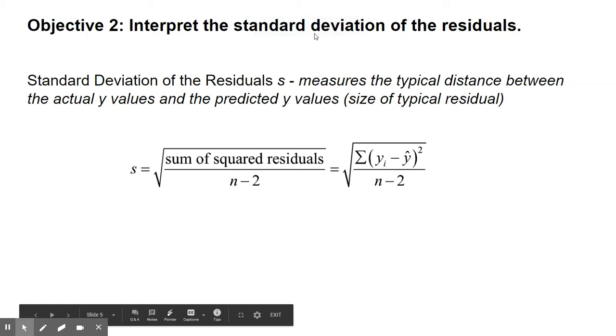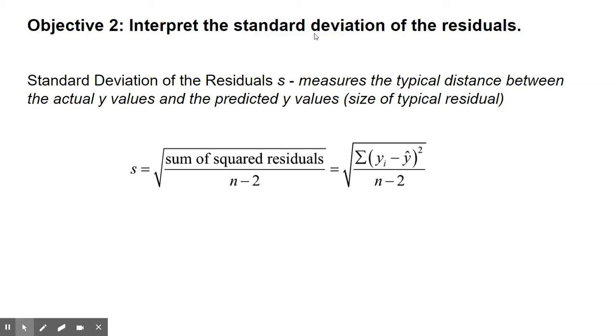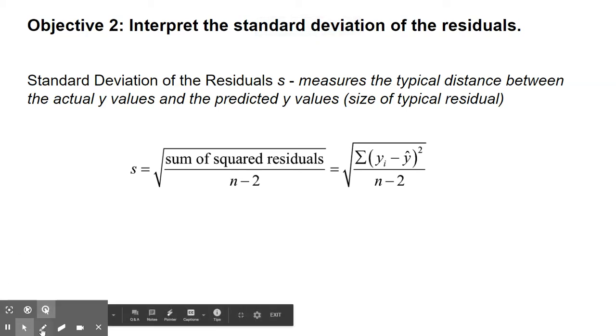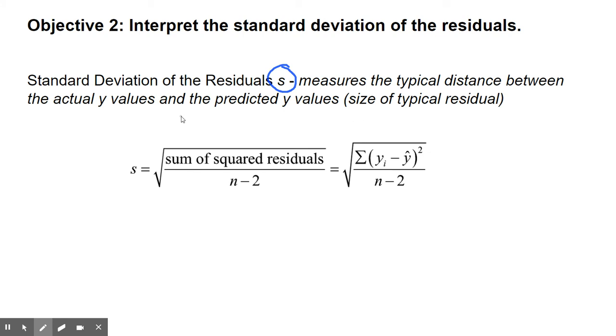Okay, so now we're going to talk about the standard deviation of our residuals, this S value. Again, this S value measures the typical distance between the actual Y values and the predicted Y values. Again, the size of a typical residual. How the actual Y value typically varies from the predicted Y value, right? That's standard deviation.